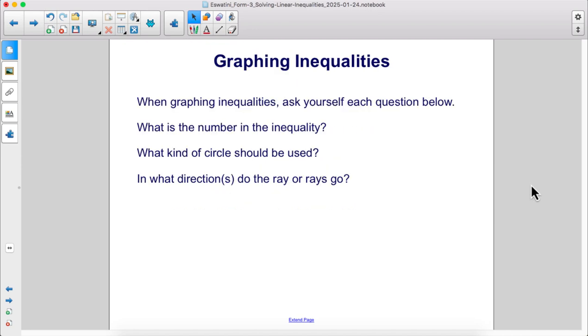When graphing inequalities, ask yourself each question below. What is the number in the inequality? What kind of circle should be used? And in what directions do the ray or rays go?